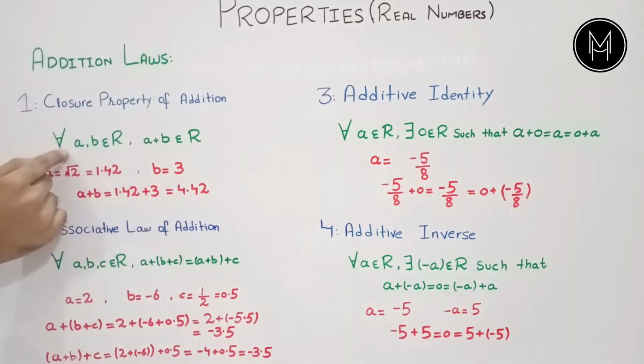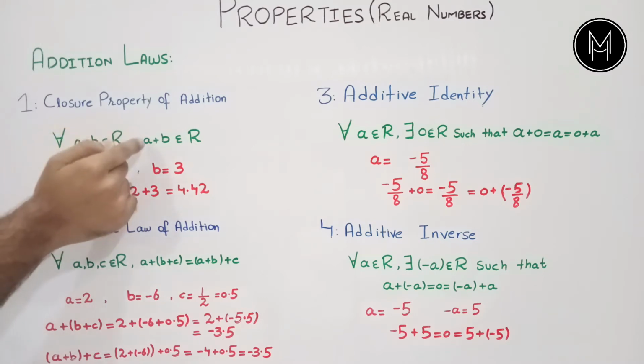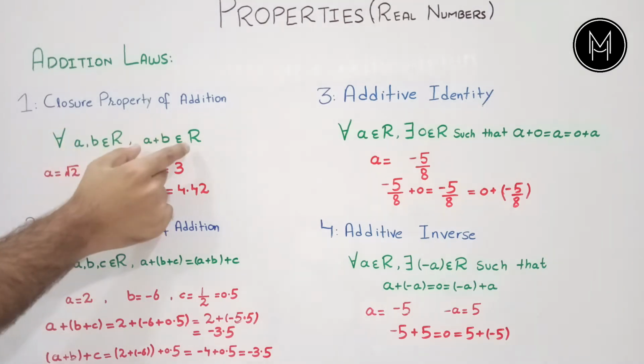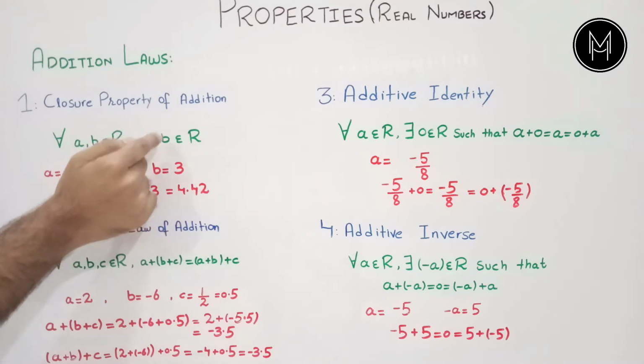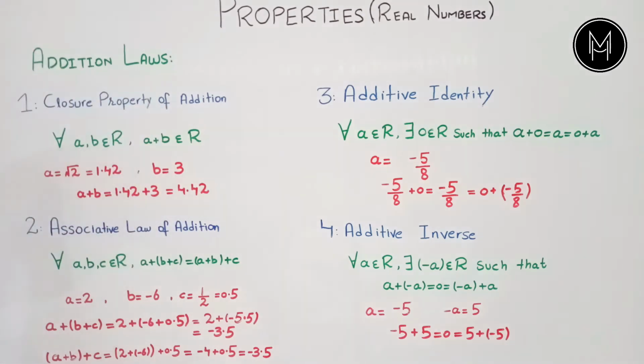For all, this symbol represents for all a and b members of the real numbers, if we add a and b, then we should get a third number that should also be a member of the real numbers. So this is the property of the closure law of addition. Now let's take some examples to verify this law.